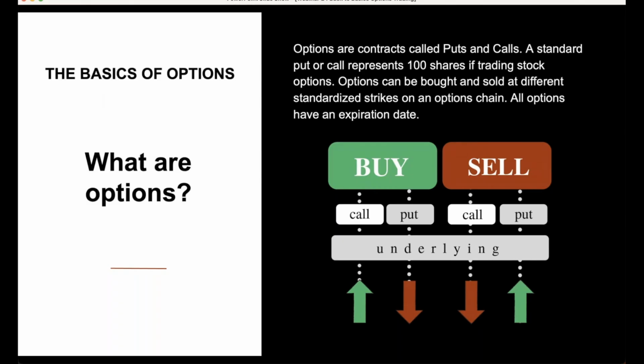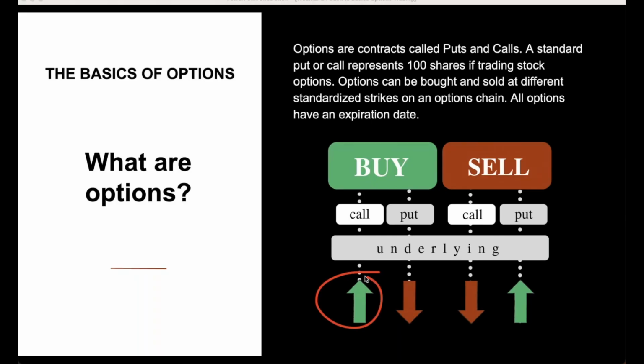And when you buy a call, you are bullish, as this arrow is indicating. You want it to go up. Monies are coming out of your account, and you need it to go up, and you need it to go up fast, because you have time decay working against you. You have the odds against you.